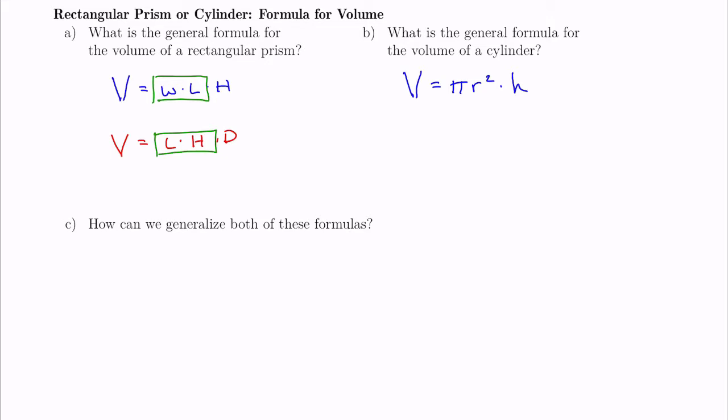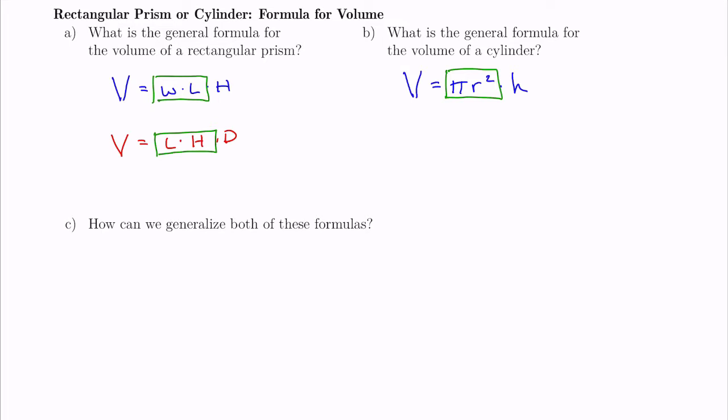Well, that pi r squared is a very similar thing. It is the area of one flat surface. In all three of these formulas, the calculation in the green box could be considered the base of the object, whether it's the front base like we have in a rectangular prism, or it's the base that we have in the top of a cylinder.